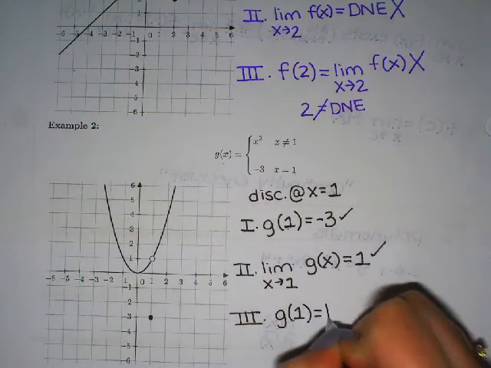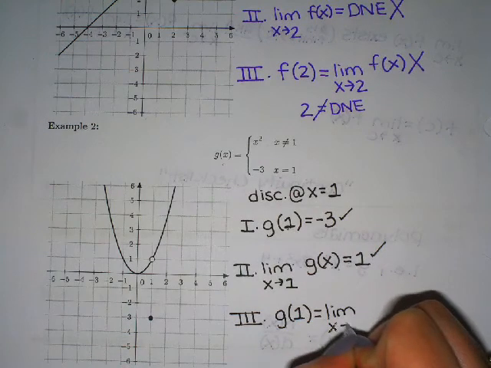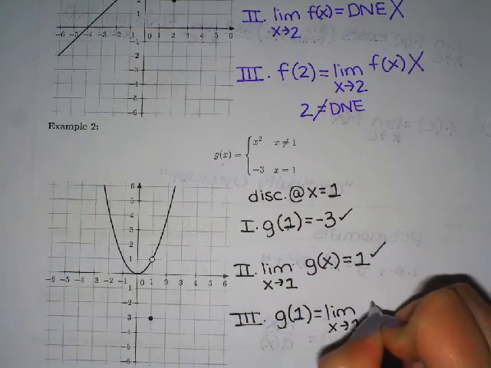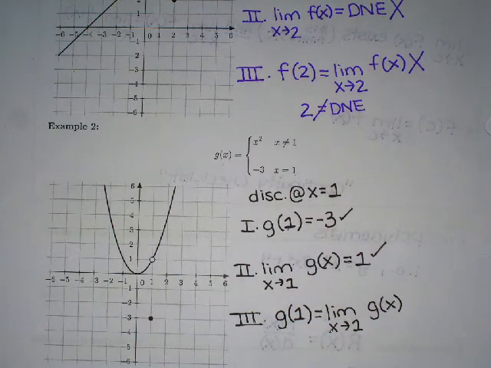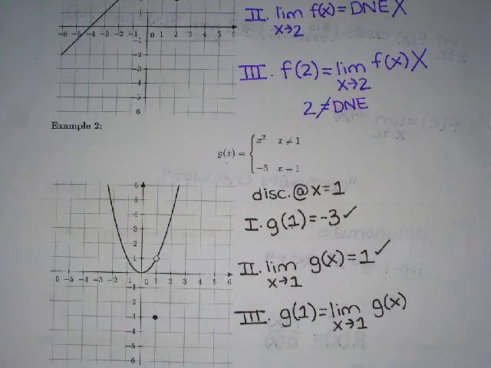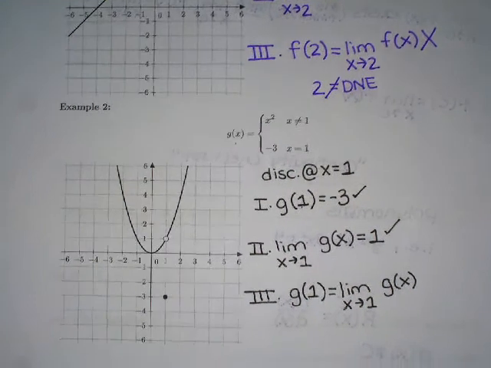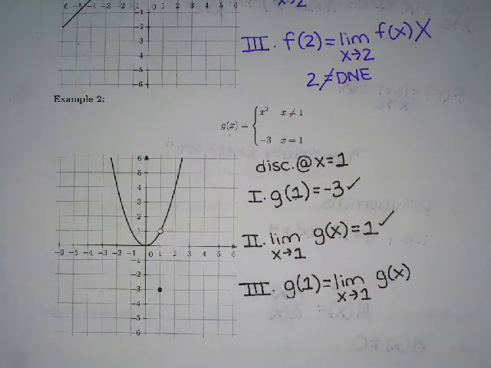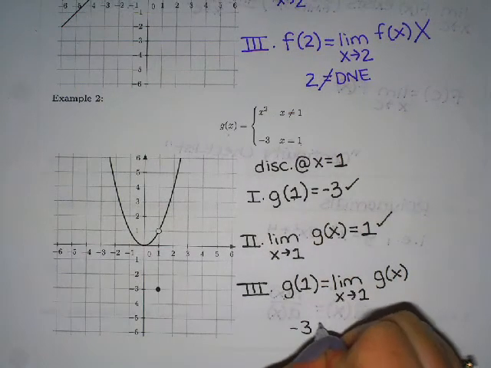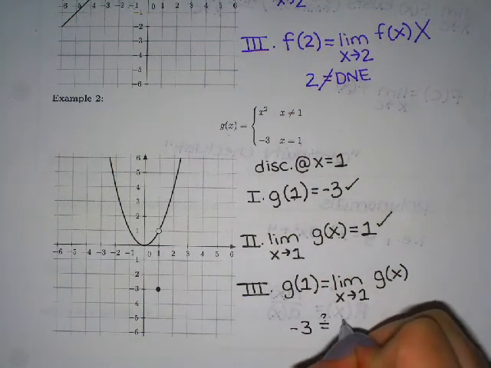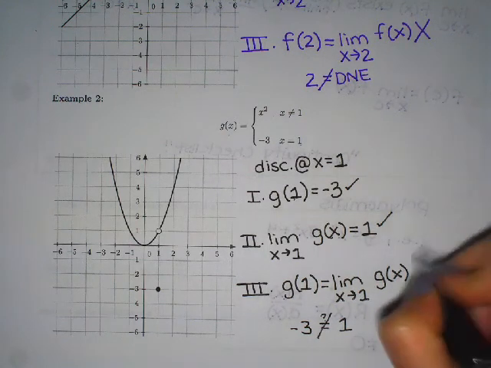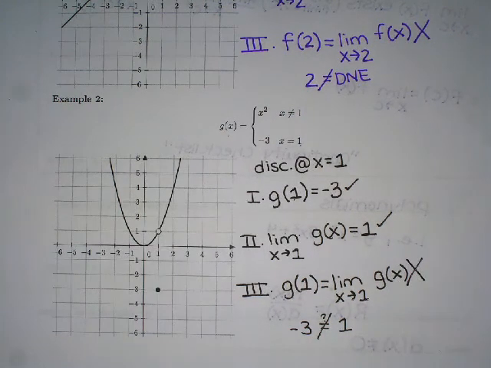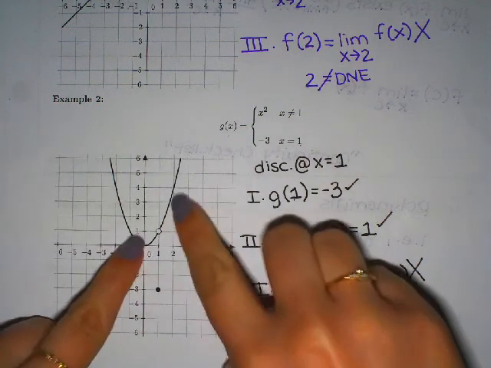Is what we found in property 1 equal to what we found in property 2? Does the y value equal the limit? Well, let's see. The y value was -3. And the limit was 1. Is -3 the same thing as 1? No. Here's what it failed. All right, we're definitely discontinuous. It doesn't pass that last property.